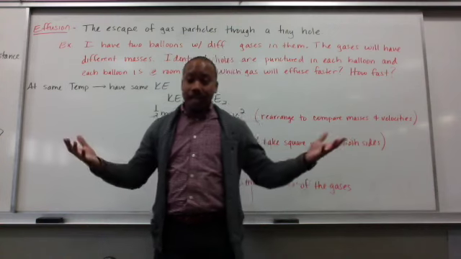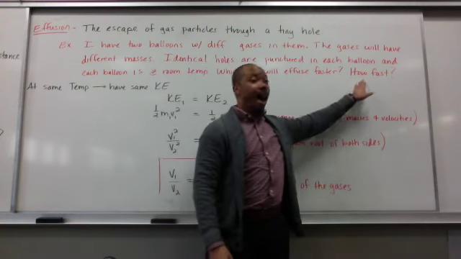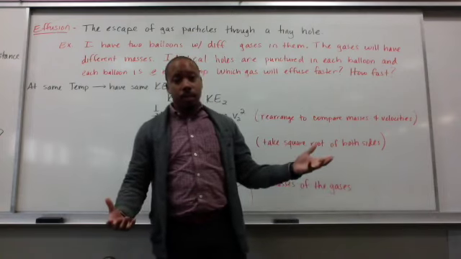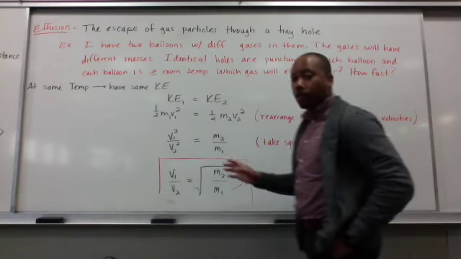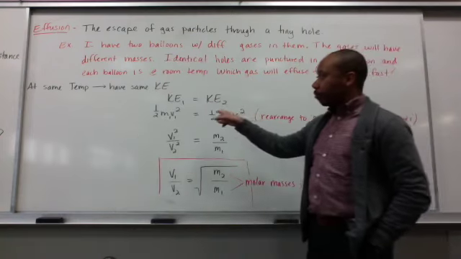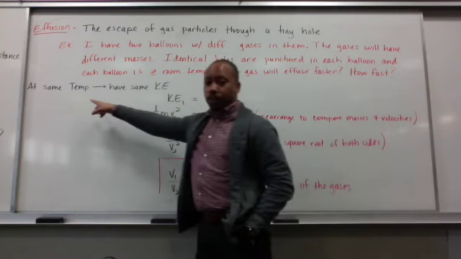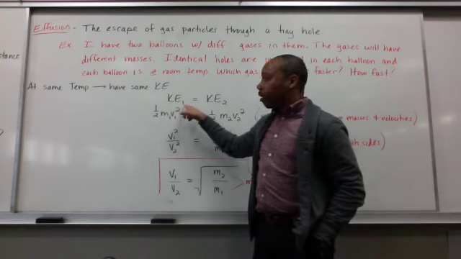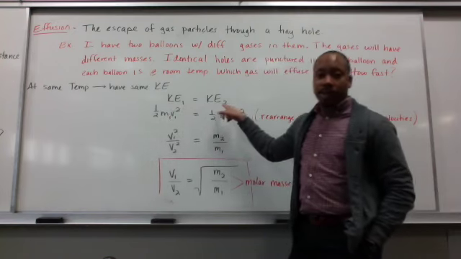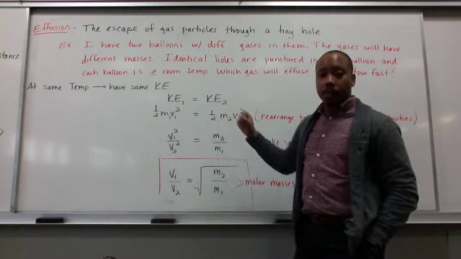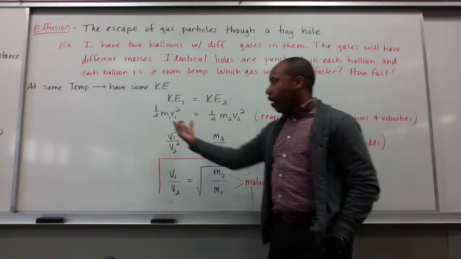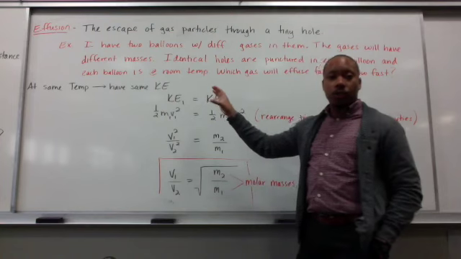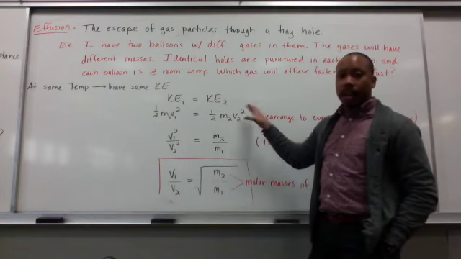But now, second question, how fast? Now that's a different question. And to that, we look back on our relationship between kinetic energy. So if they're at the same temperature, that means they have the same kinetic energy. KE of the first gas equals KE of the second gas in the second balloon. And again, we have this relationship: 1/2 mv squared of the first substance equals 1/2 mv squared of the second.